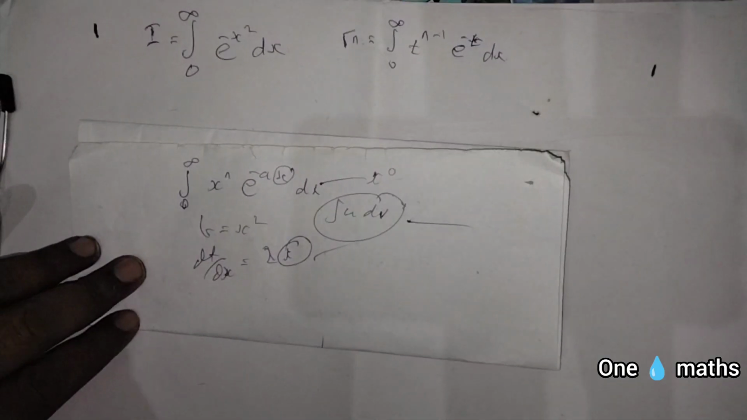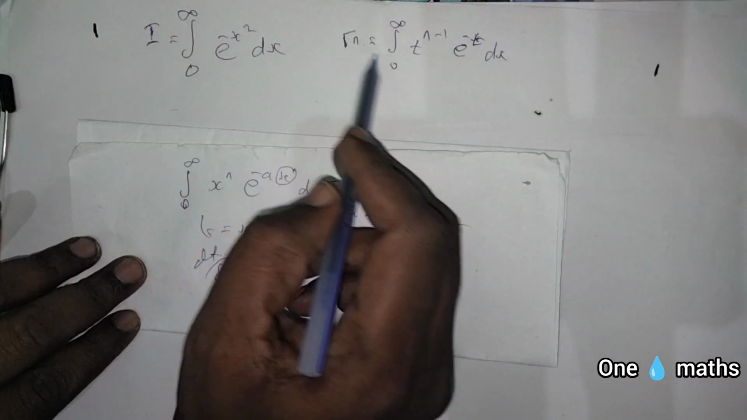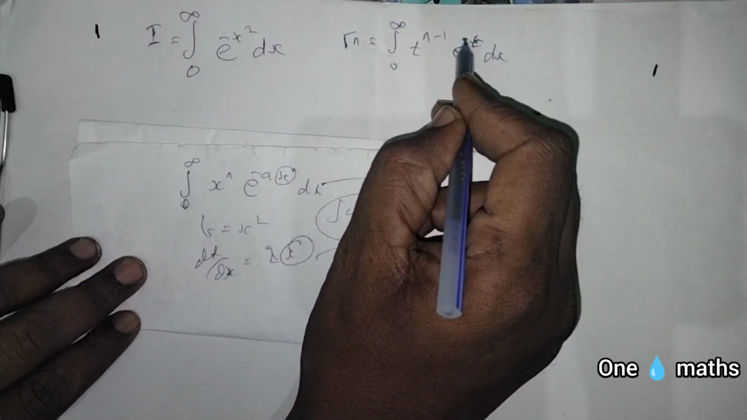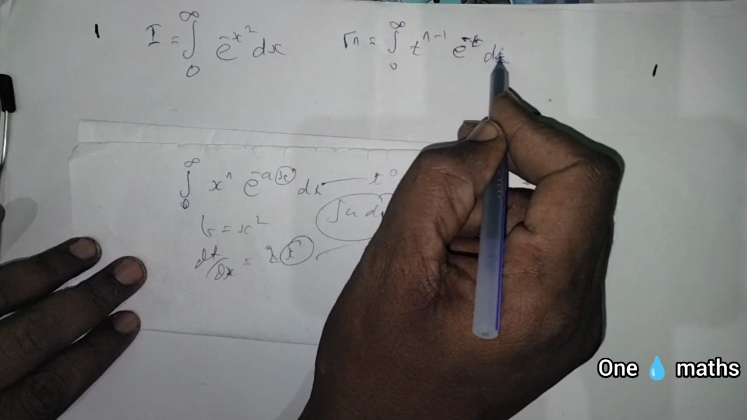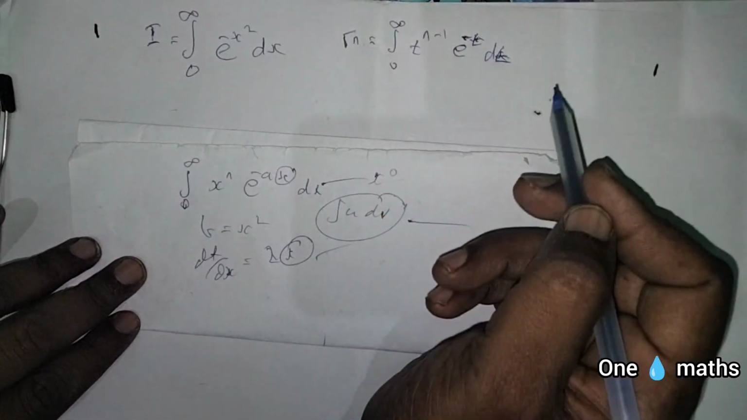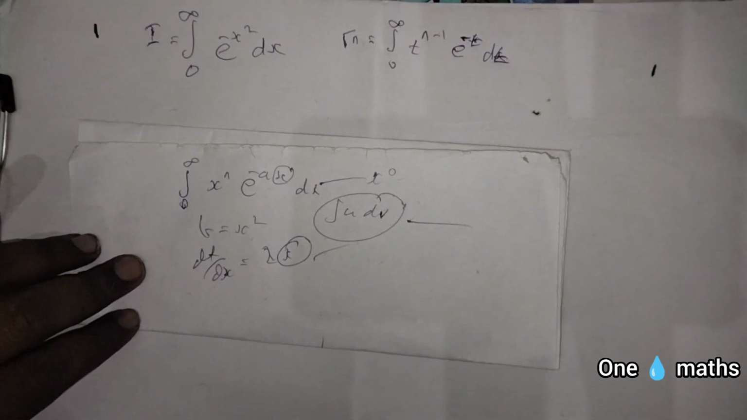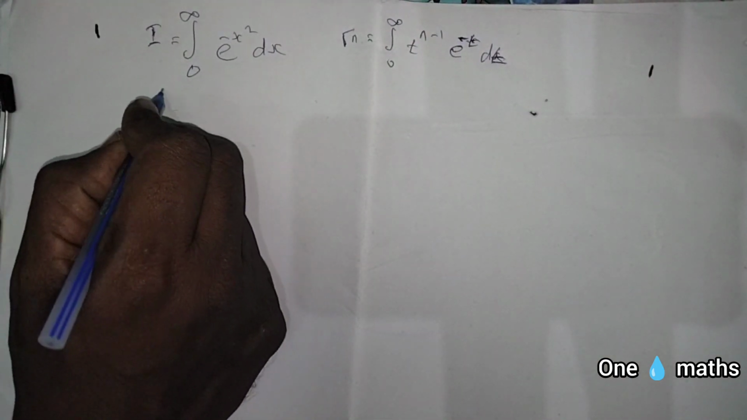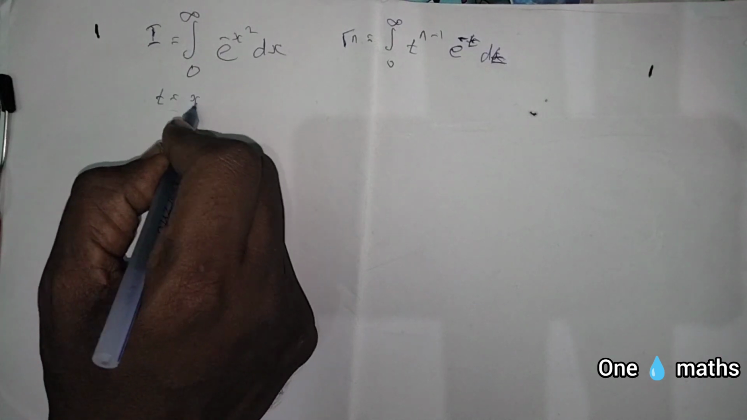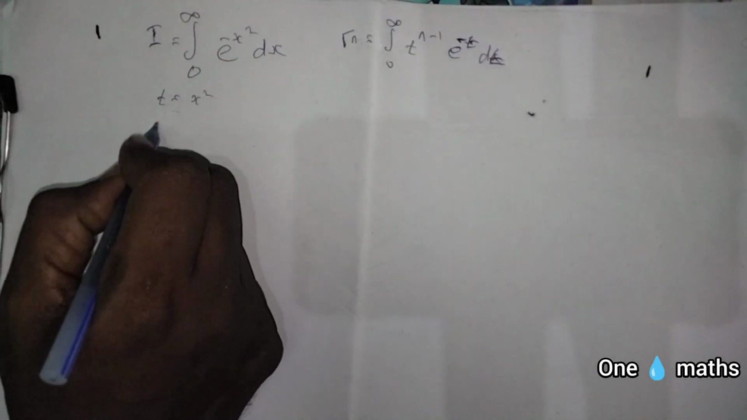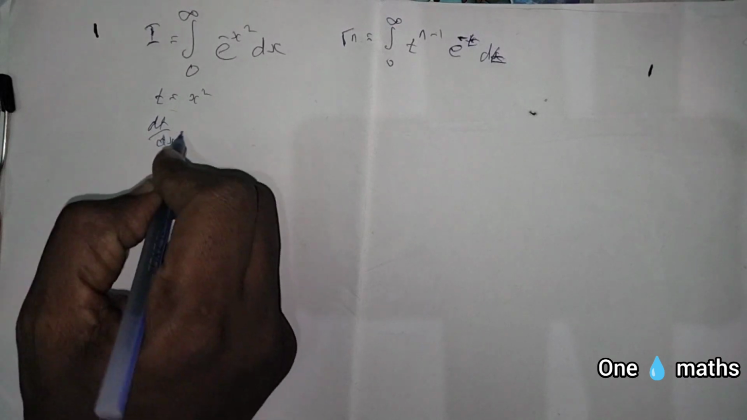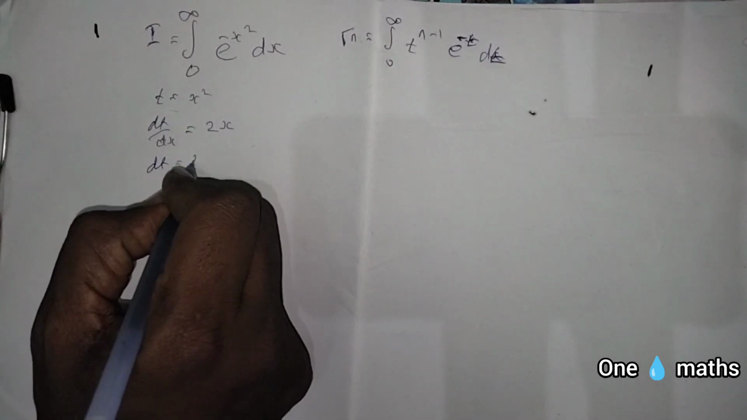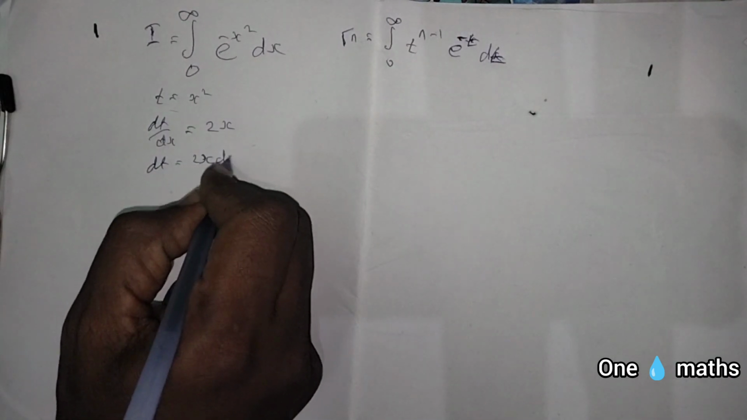Just apply the property you are going to use here. So gamma n equal to 0 to infinity t power n minus 1 e power minus t into dt. So that property is going to be applied here. Before applying this property, from the given question take t equal to x square. So when differentiating dt by dx equal to 2x. Now dt equal to 2x into dx.